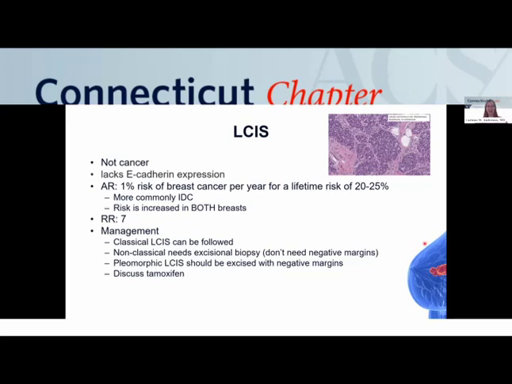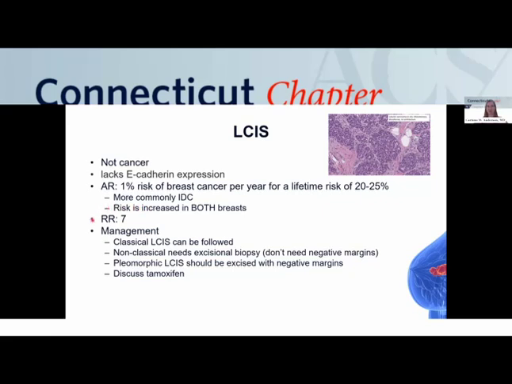On the pathology, differentiating this from DCIS, LCIS lacks E-cadherin expression. It does come with an absolute risk of 1% per year for a lifetime risk of 20 to 25%. When patients who have LCIS on biopsy develop breast cancer, it is more likely to be an invasive ductal cancer, and your risk is increased in both breasts because LCIS is not a precursor lesion. It is just a sign that you are more likely to develop breast cancer overall.